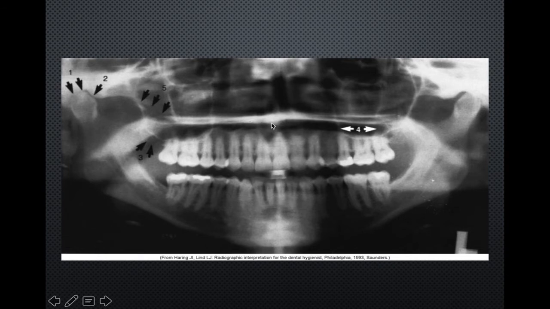On this panoramic, what we have a good image of, though, on the left side is our mandibular foramen and our mandibular canal, which runs all the way along the mandible, housing the inferior alveolar nerve. So our mandibular foramen is located here, so that would be located on the lingual of the mandible if we were looking at our skulls.